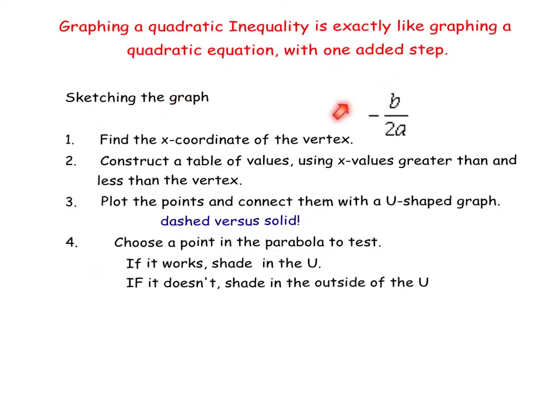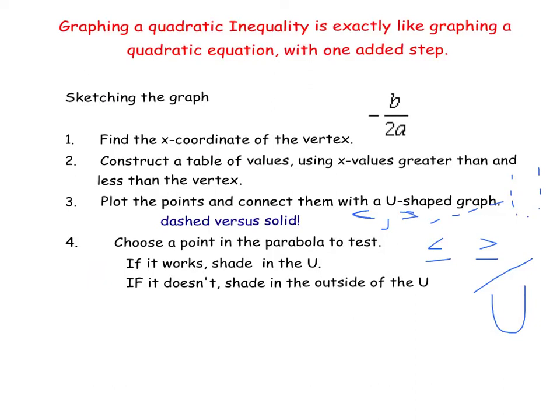So to sketch the graph, remember we have to start with the opposite of b over 2a to find the x coordinate of the vertex. Then you're going to construct the table of values with some x values greater than and some less than. You're going to plot the points, and then remember, if it is a less than or greater than, it's going to be a dashed line. But if it includes the or equal to, then it's going to be a solid. So a dashed parabola or a solid parabola.